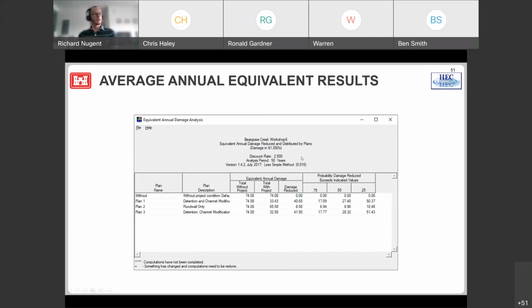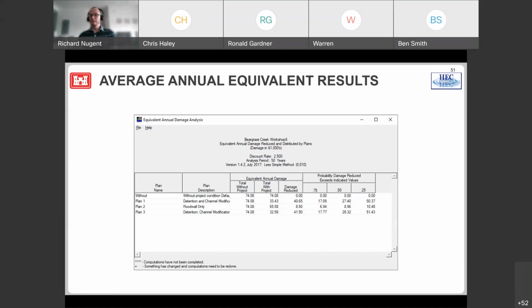We'll enter the federal discount rate for investment projects, which is given by the Treasury. Here, the discount rate was 2.5%. I think it's 2.25% now. Our analysis period is 50 years, so we're looking at expected annual damage occurring each year over 50 years, discounting that damage back to the base year, so that we can compare equivalent annual damage reduced, so those are the equivalent annual benefits, to the equivalent annual costs.